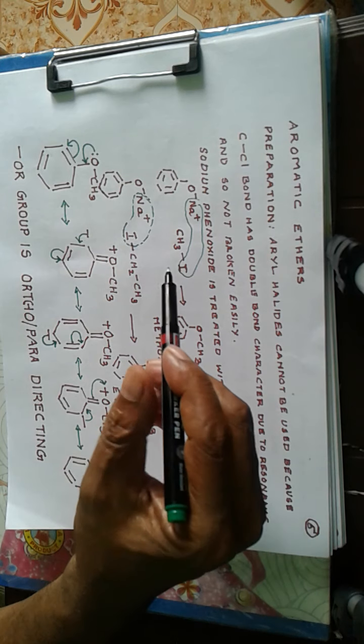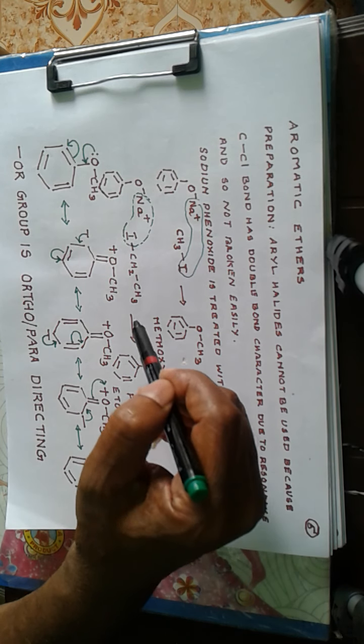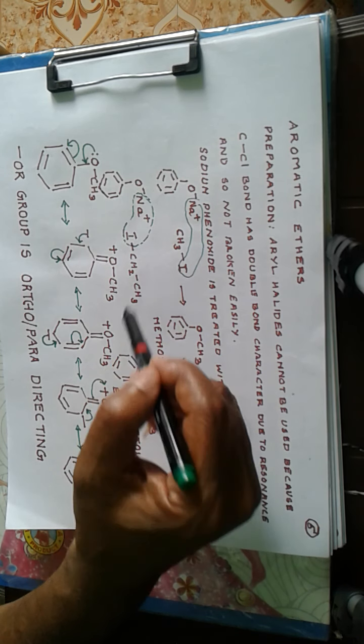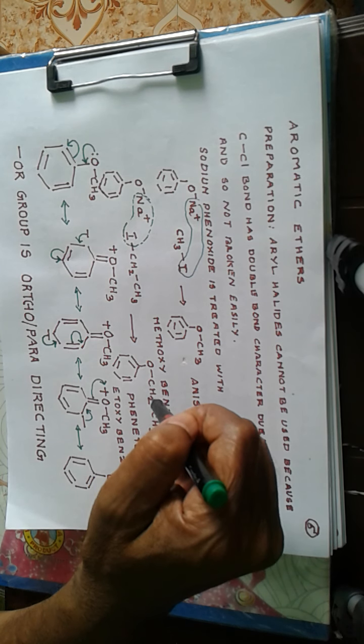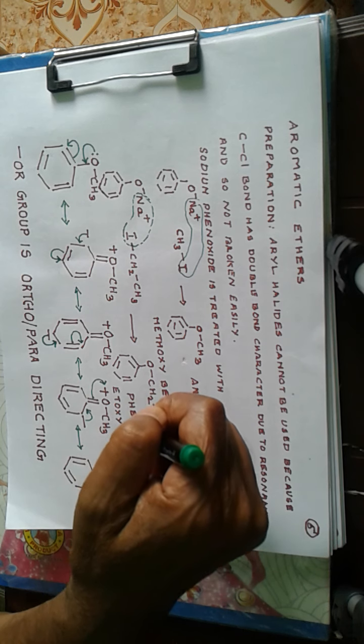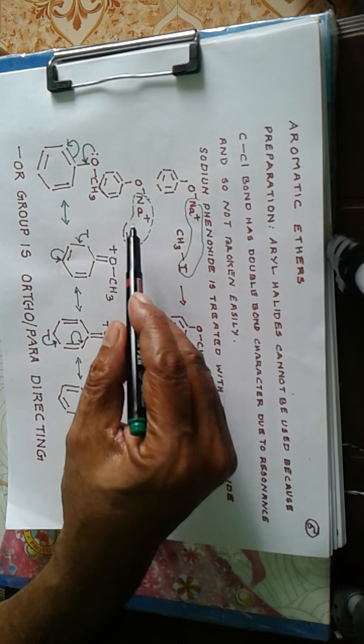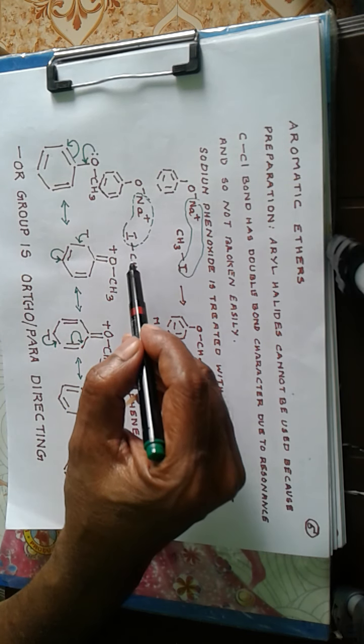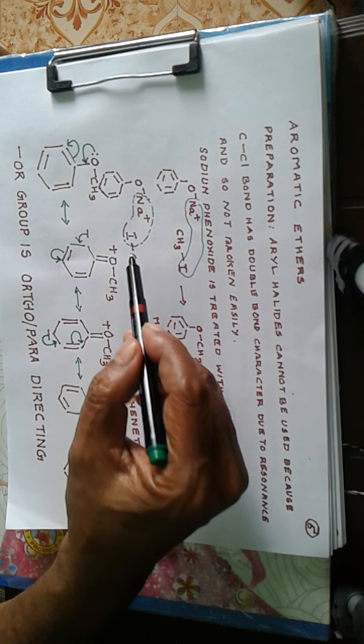Now there is another compound where the alkyl group is an ethyl group. It is called phenetole or ethoxybenzene. You take sodium phenoxide and ethyl iodide.